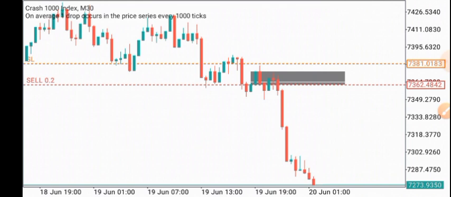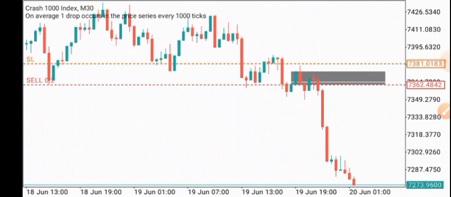Number 1, what is an order block? An order block is the last opposite candle before the break of structure. Okay, the last opposite candle before the break of a structure.